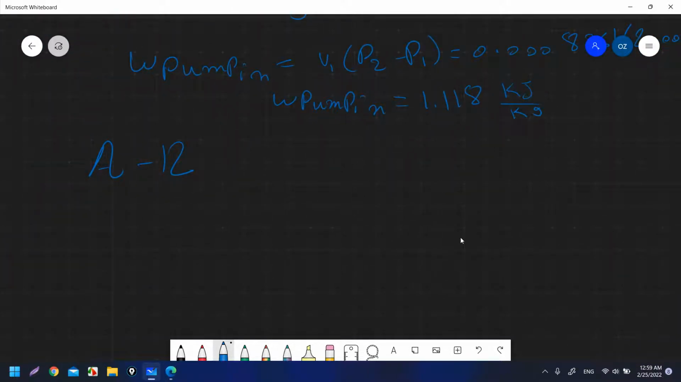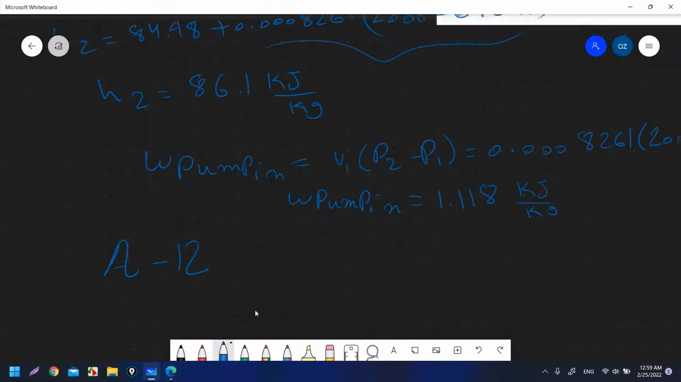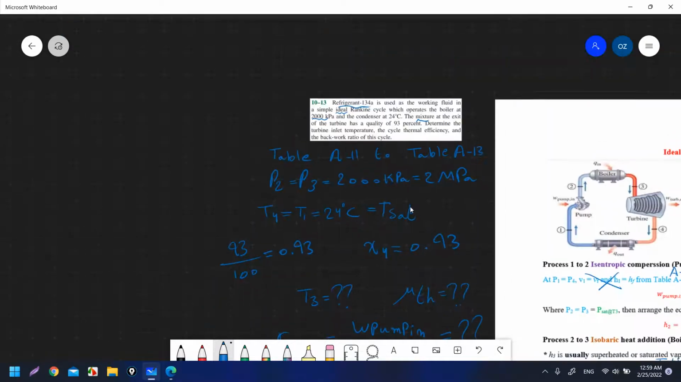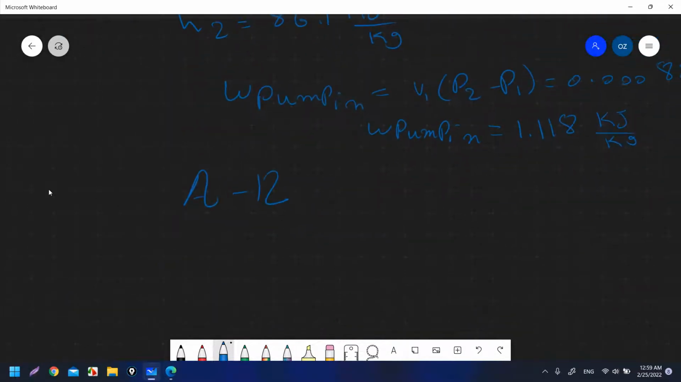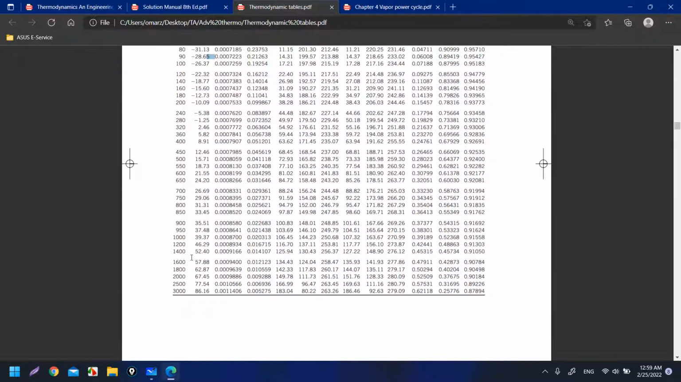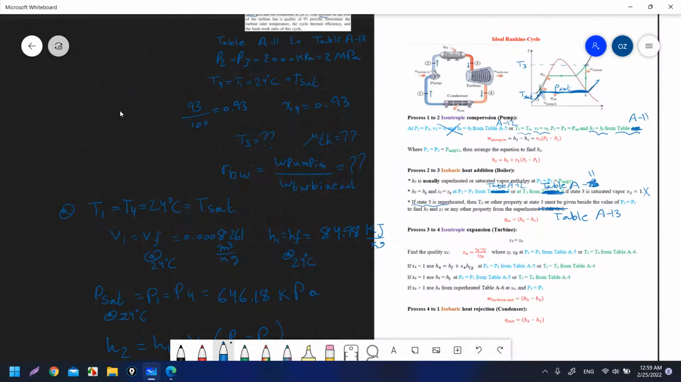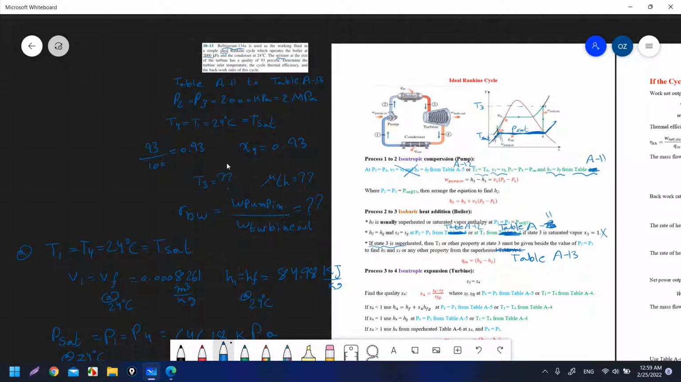Table A12. Okay, I will go to table A12. At which pressure do I want to find H3? So I will use which pressure? P3 equal to P2, this one, 2000 kilopascal. So I will go to table A12, the pressure table, 2000 kilopascal. Here the temperature is 67.45. Okay, that is the problem, how can I compare? One of the requirements for me is T3, and I don't have T3, so that is the problem.